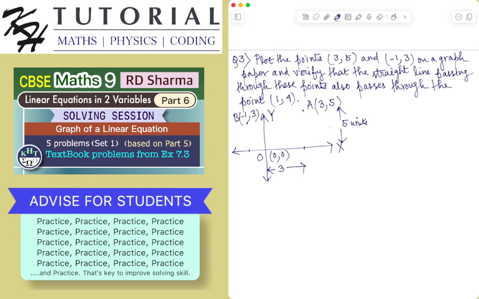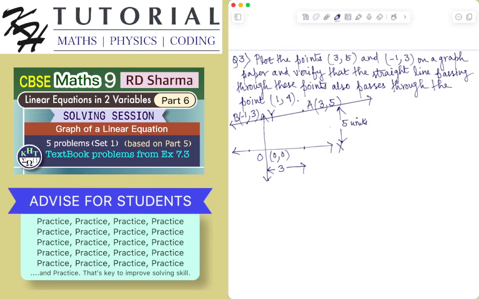So the graph will be, I have to join the points A and B. So this will be the graph, or the line, that passes through the two given points (3, 5) and (-1, 3). A is the point (3, 5) and B is the point (-1, 3).